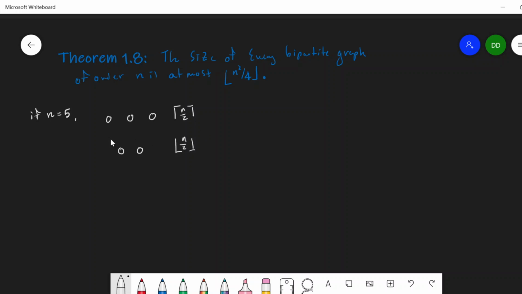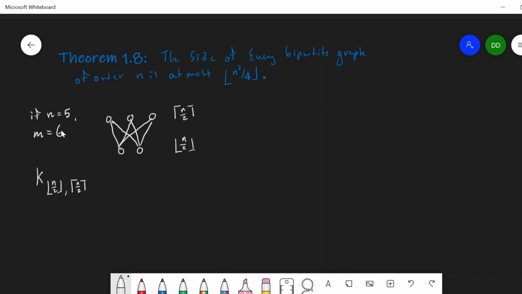And then what I'll do is I'll make a complete bipartite graph out of this. I'll form the graph K n over 2 floor, n over 2 ceiling. So a balanced complete bipartite graph. And what that means is I'll join all the vertices between partite sets. I'll put edges between vertices in different partite sets. And so here when n was 5, we can count m is 2 times 3. Sorry, not 2 times 3 over 2, but 2 times 3. m is 6 here.